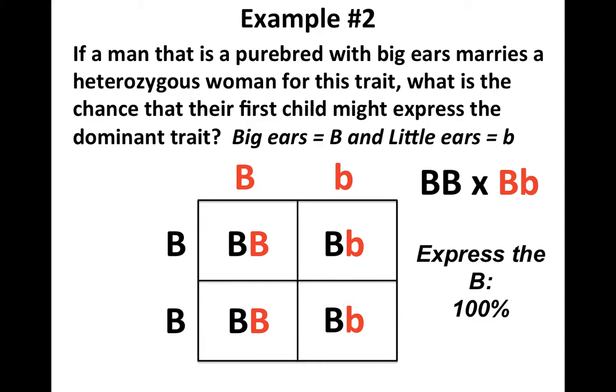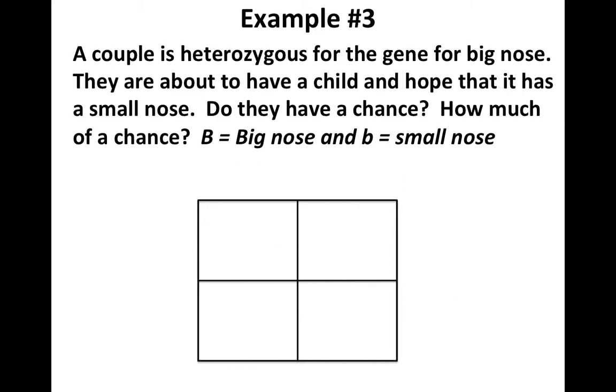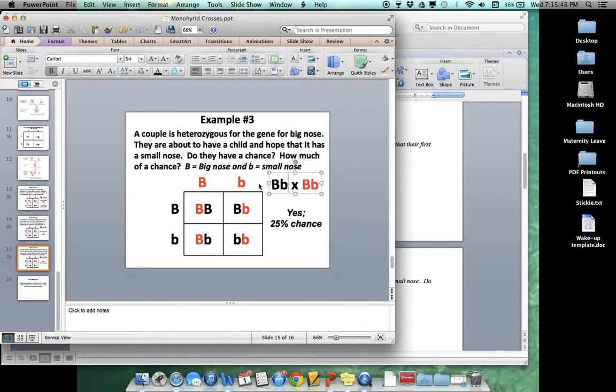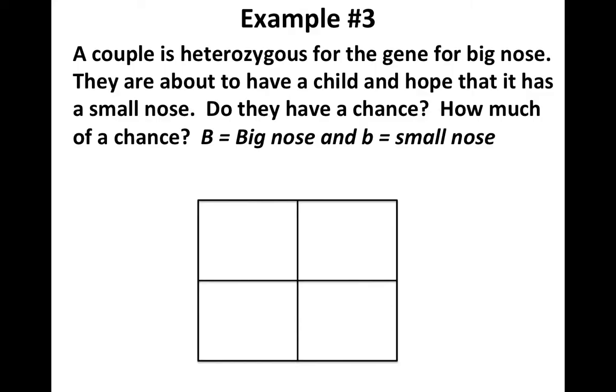All right, let's go to this next one right here, example 3. A couple is heterozygous for the gene for big nose. So both of them are going to be heterozygous, so our cross is not going to look like that. Did I not fix this? Sorry, guys, I didn't fix that right there. Oh, I just gave away the answer. There's your answer. All right, sorry about that.